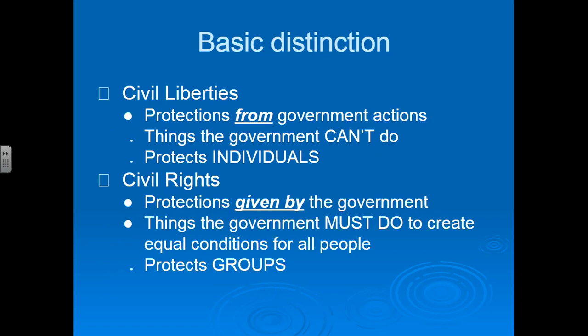All right, so your basic distinction, just to review real quick. Civil liberties are protection from government action. So civil liberties are things that the government cannot do or cannot take away, and they protect individuals. Civil rights are protections given by the government. So they're things that the government must do to create equal conditions for all people. Notice I say equal conditions. Equality of opportunity and equality of outcome are two very, very different things. And the easier you understand that, the better.